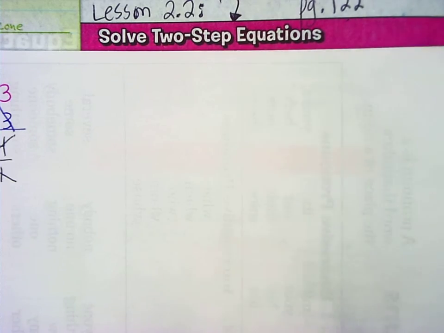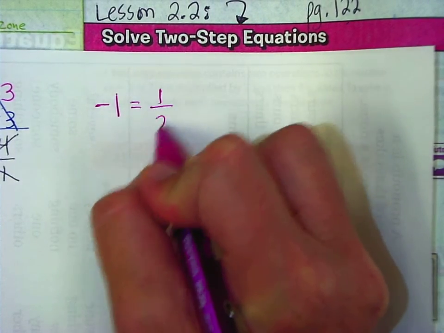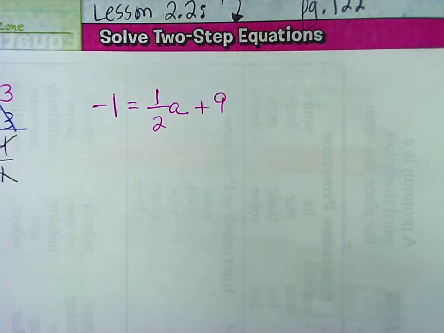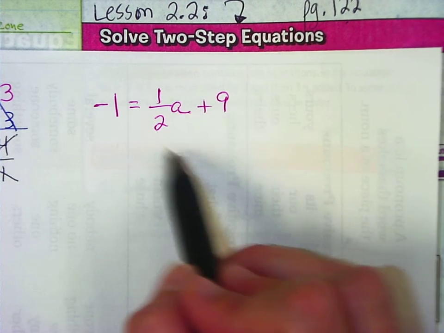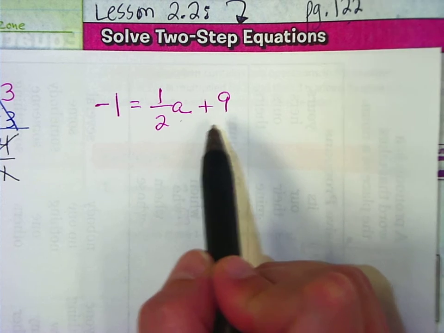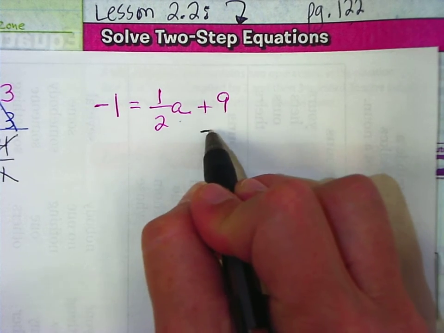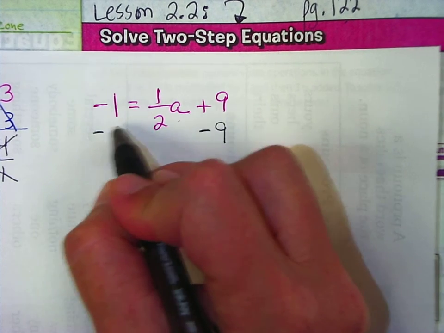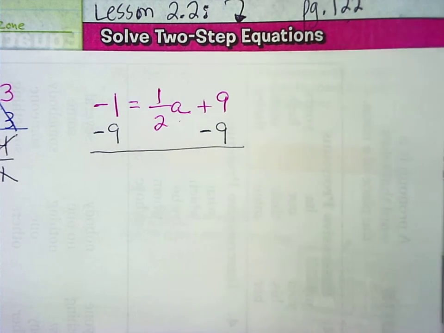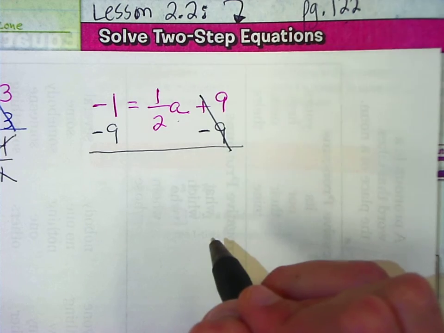All right, how about, this time let's try -1 equals 1/2 a plus 9. All right, so again, I'm going to start on this right side because here's my variable. In order to get a by itself, I'm going to first start with this 9. So the opposite of adding 9, a positive 9, would be a negative 9. Again, whatever I do to one side of my equation, I have to do to the other to keep it balanced. So these 9's cancel each other out because they're opposites. When you add opposites, you get 0.